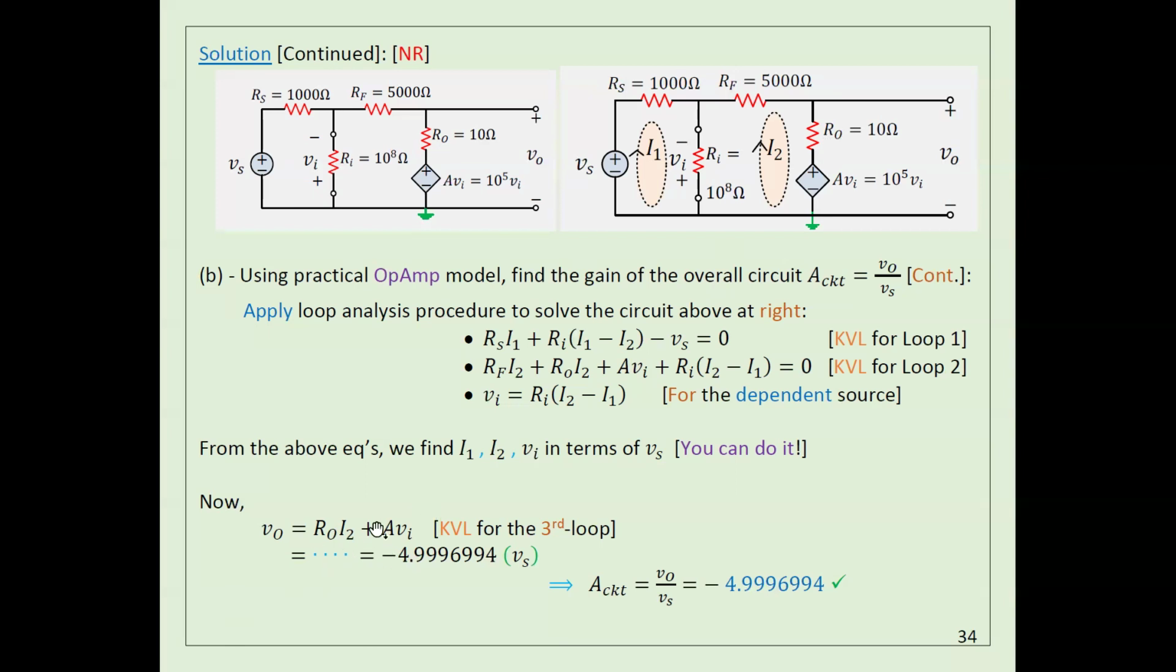After that, you can do the calculations. You can do the calculation you have here. And then after that, you will find V out should equal 4.999 VS. Okay. Any questions?